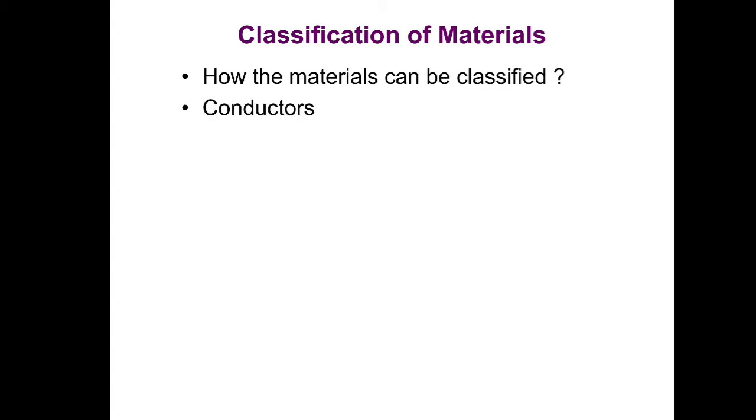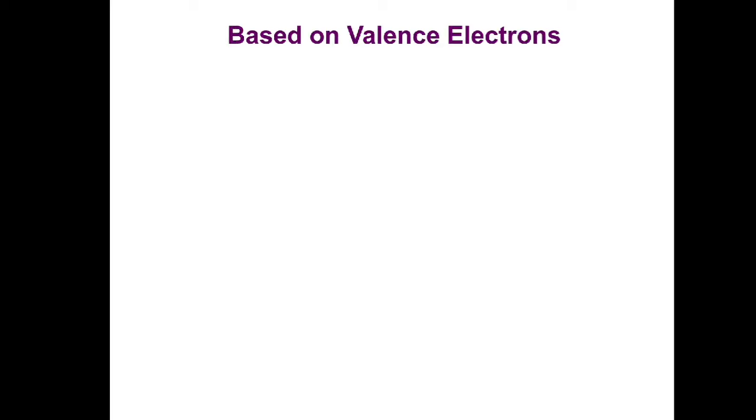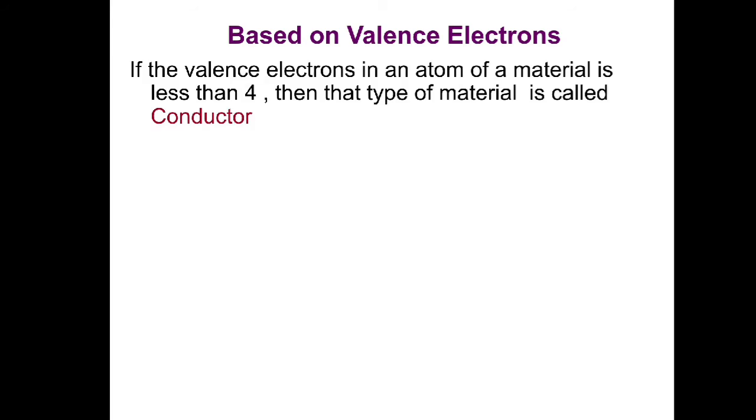Classification of materials. How can the materials be classified? Materials are classified as conductors, insulators, and semiconductors. The classification can be done based upon the valence electrons, energy band, and resistivity value. As we discussed, the valence electrons are responsible for the classification of the materials. Here is a general principle: if the valence electrons of an atom of a material are less than 4, then the type of material is called a conductor.